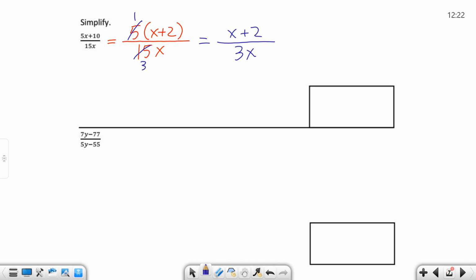So here we go. We're going to write horizontal fraction. This x is a part of two terms. I cannot cross those out. No, you cannot do that, all right? So then this is my final answer, x plus 2 over 3x.